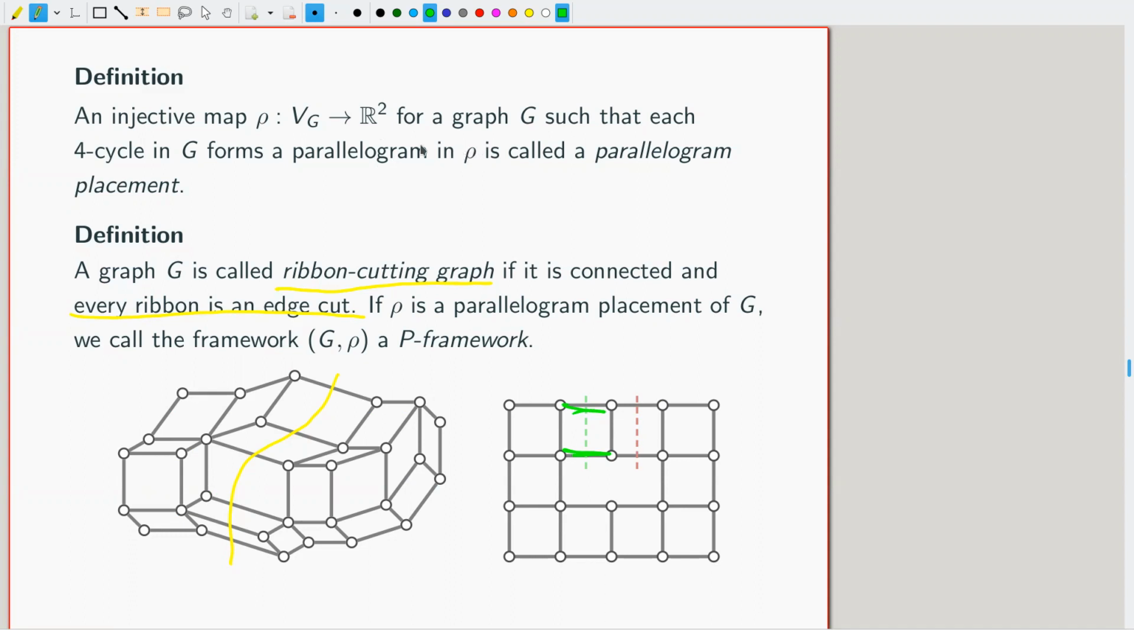And what we require for the realization is that every 4-cycle forms a parallelogram. That's why we call it a parallelogram placement. Now we have a ribbon cutting graph with a parallelogram placement. We call such a framework a P-framework. And maybe just to mention here, we actually require maps to be injective. So from now on, there are no overlaps of vertices.